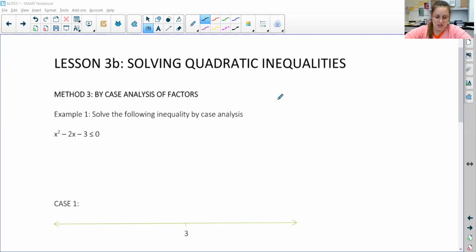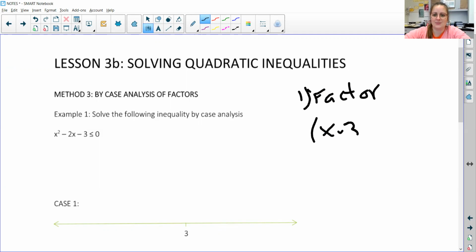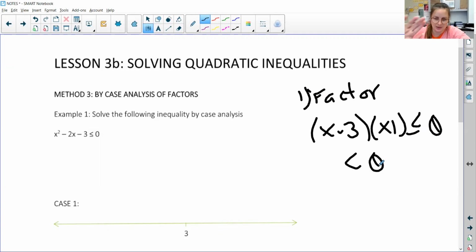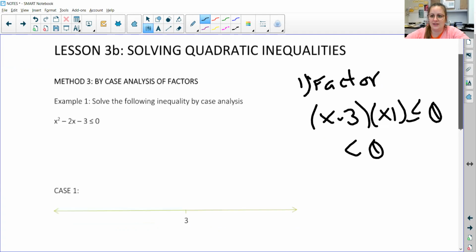All right, so the first thing you are always going to do is factor. Hopefully by now, the third time doing the exact same quadratic, we're getting quite comfortable with this being x minus 3, x plus 1 is less than or equal to 0. Okay, so I want to refresh your memory that for less than 0, we're not really worrying about the equals part here. It's the inequality part that we're having to deal with.